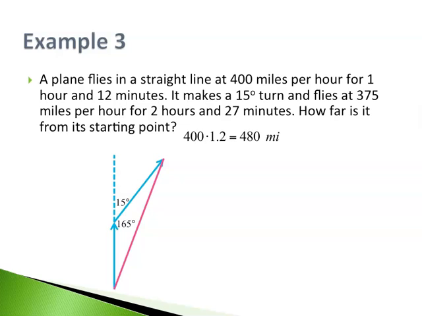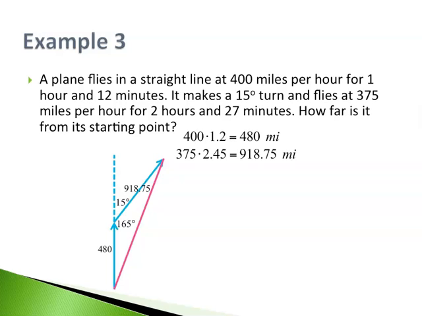We'll do the same thing with 2 hours and 27 minutes. So this is 2 point something, so we have to convert the minutes into hours, so 27 over 60. That comes out to be 0.45. So this is 2.45 hours. Multiply that by 375. That comes out to be 918.75. So now we can go ahead and label that first part, travel 480 miles there, 918.75 miles there.